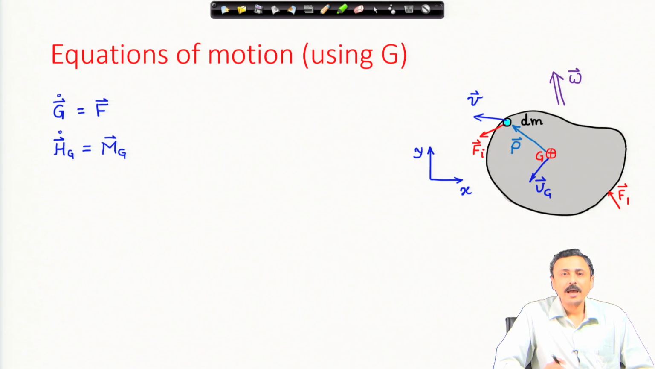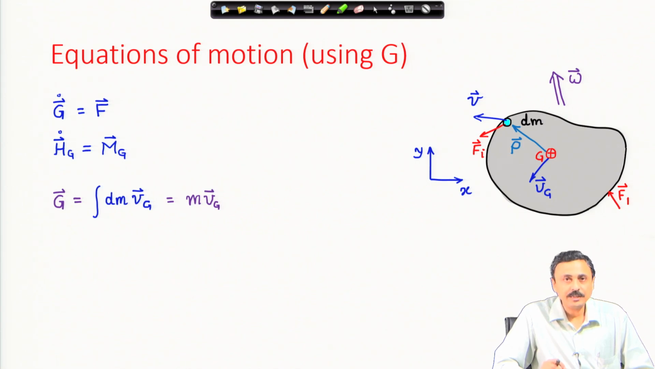Let us look at the equation of motion of this rigid body, about g, with the rotational dynamics equation or the angular momentum equation about g. So, we have the translational dynamics equation, which is the extended Newton's second law for the center of mass, and the angular momentum equation about the center of mass.